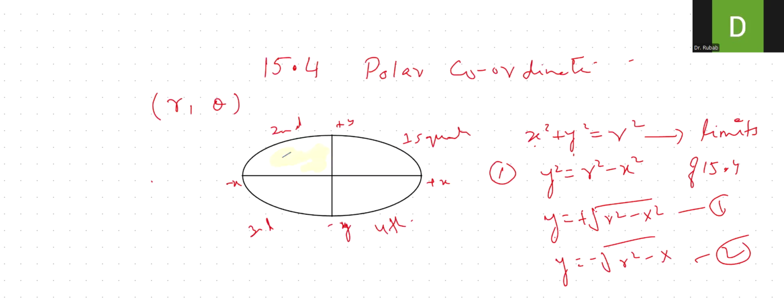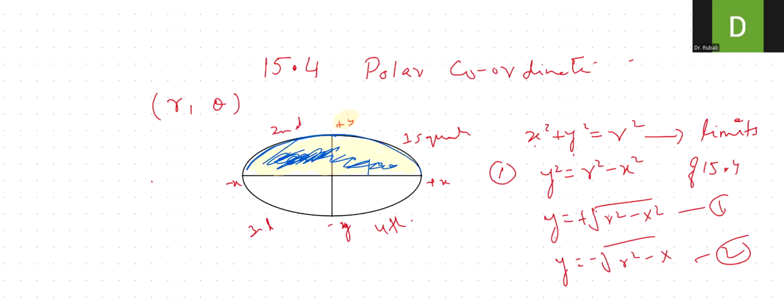Sorry, not parabola, a circle. I just had a slip of tongue. So you are dealing with this upper circle, which is about the positive y-axis, right? So this is the circle we are dealing with, right? So this is the upper circle.